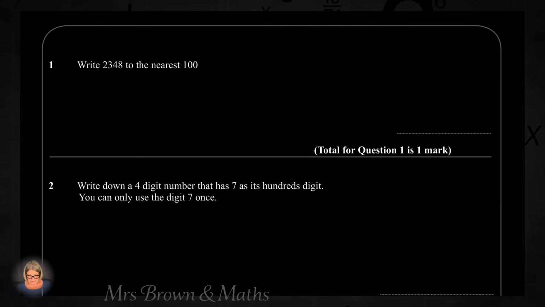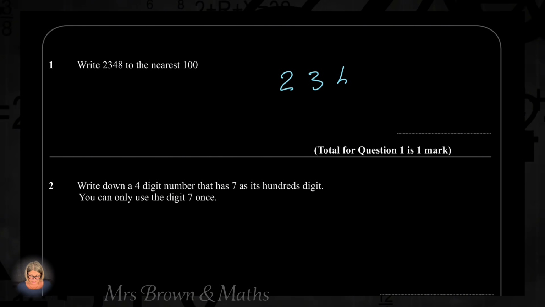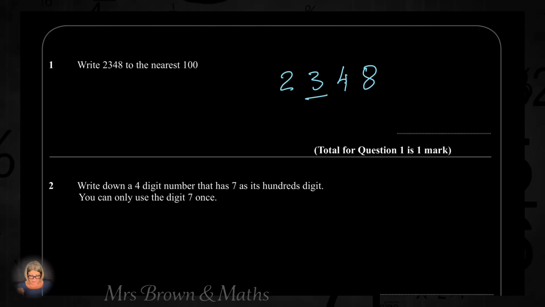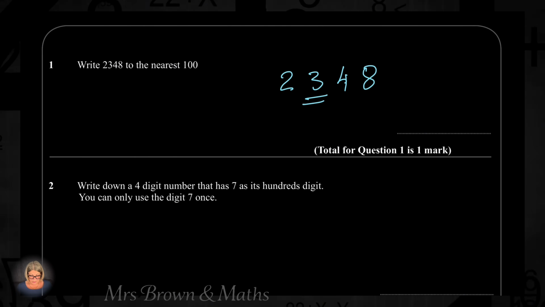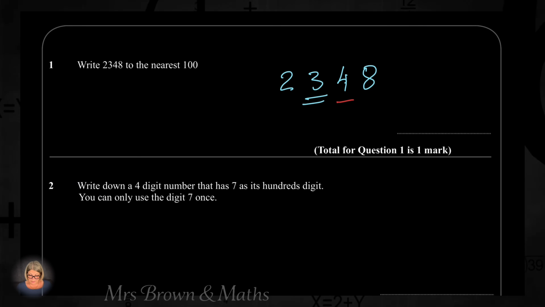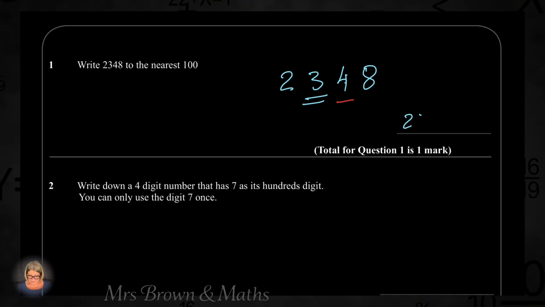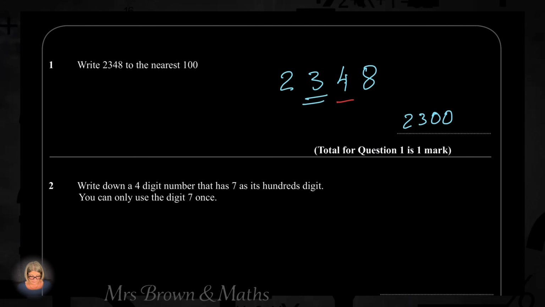Alright, let's start. Write 2348 to the nearest 100. So 1 mark, just put your answer. I will explain a bit. So 2348, so 300. And let's have a look at the following digit. Right, it's 4. You don't have to round up. So the final answer is 2300. That's it, 1 mark.